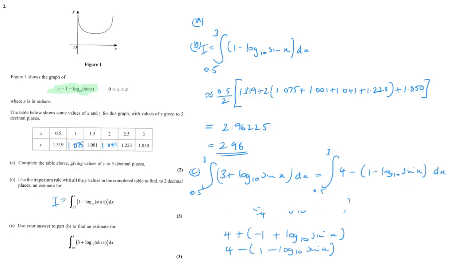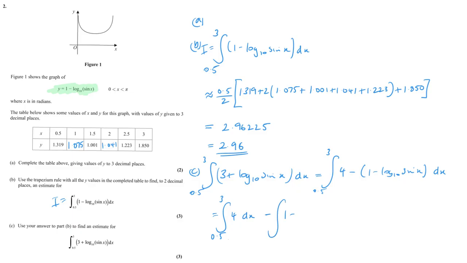Let me just rub that out down the bottom. So now we can separate out our integrals. This is the integral of 4 dx minus the integral of 1 minus log 10 sine x.